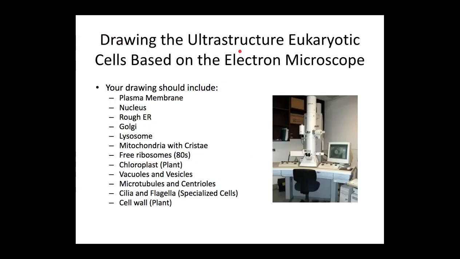Moving on to drawing the ultrastructure of eukaryotic cells based on electron microscopes. Whenever you're drawing scientific illustrations of eukaryotic cells and labeling their organelles, you always want to ensure that your drawing includes the following organelles and structures: the plasma membrane, the nucleus, the rough endoplasmic reticulum, the Golgi apparatus, the lysosomes, mitochondria, free ribosomes at 80S size, chloroplasts if it's a plant cell, vacuoles and vesicles, microtubules and centrioles, cilia and flagella, and a cell wall if it is a plant cell.